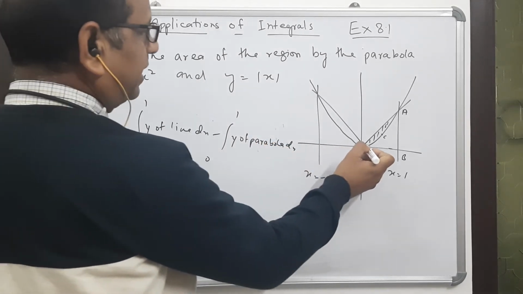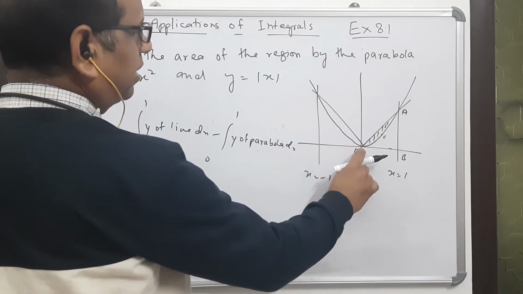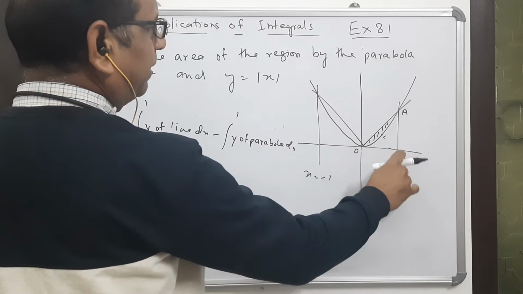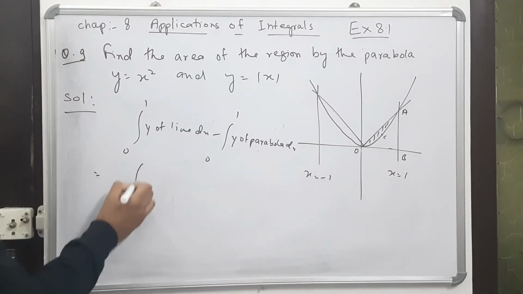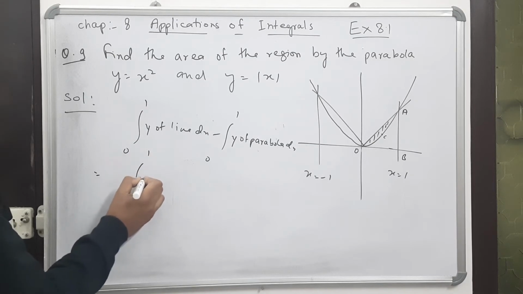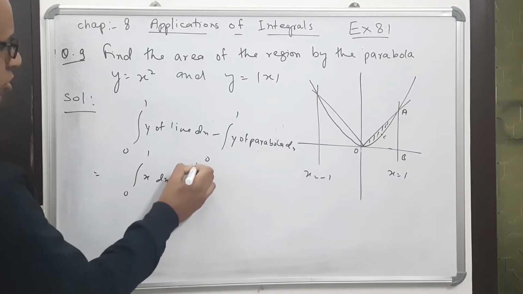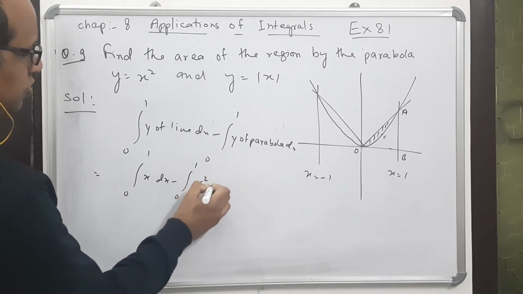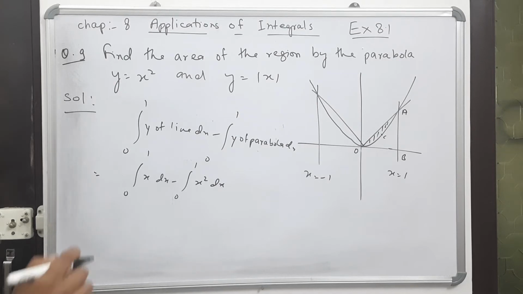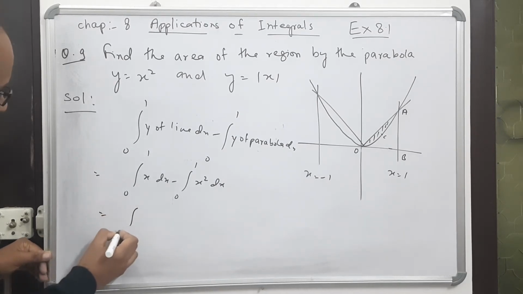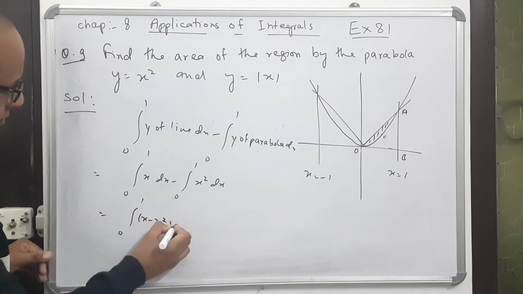Because this area will be from this full area ABC, we have to subtract the area OCAB. This area we have to subtract. So here the answer is integral 0 to 1 x dx minus integral 0 to 1 x square dx. Please see, this is the important step. So the next part is, when the common limit is there, then we can write x minus x square dx.